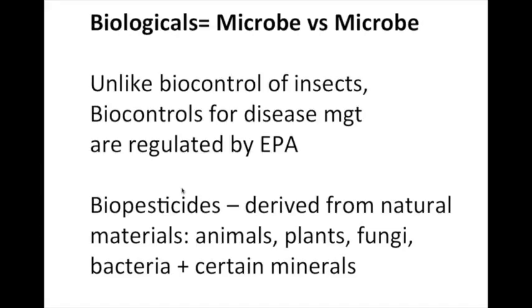One of the big differences in biocontrol for diseases is that the materials that are used for biological control for disease are regulated by EPA. This isn't true for the biocontrol of insects. And EPA has its own unique definitions for things, including a definition of what they consider biopesticides, which includes some things that are not living. So for the EPA type of definition, a biopesticide is something derived from natural materials, which includes microbes like fungi and bacteria, animals and plants, and even some of the minerals.